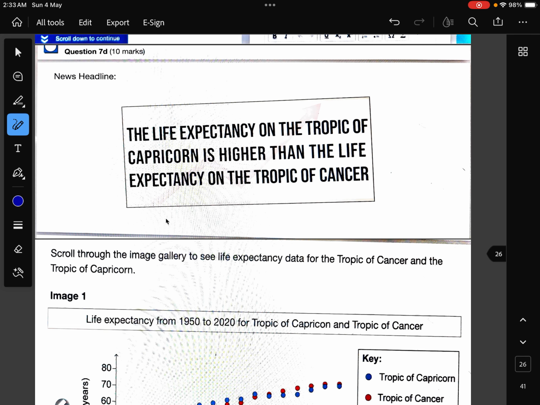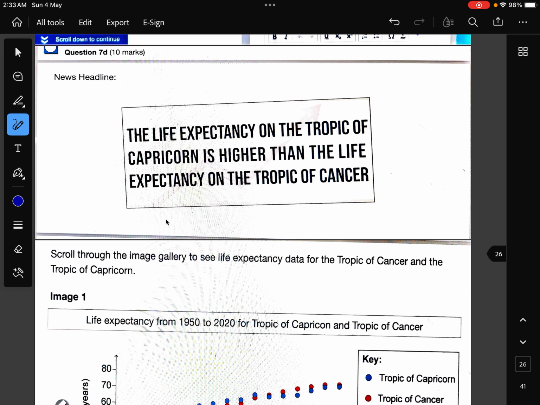70 is a very interesting question because there was a news headline that's written as the life expectancy on the Tropic of Capricorn is higher than the life expectancy on the Tropic of Cancer. The objective later is we have to comment on this statement, and are we able to find evidence to justify this statement based on the data that's given to us and some statistics that we need to analyze as well.